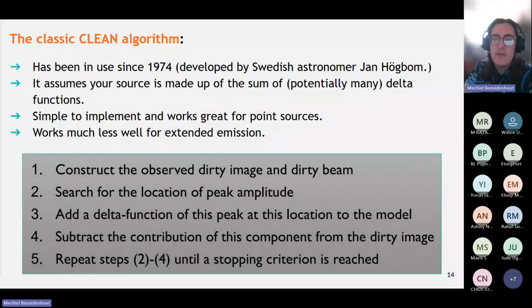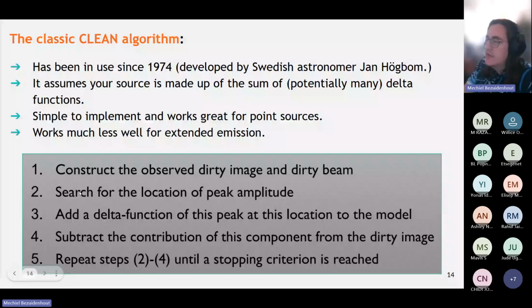But if you have, sorry about that, if you have an extended source, then it's going to be quite difficult to model it using a bunch of delta functions. But the benefit of this algorithm is that it's very simple to implement and it works great for point sources, much less well for extended emission.